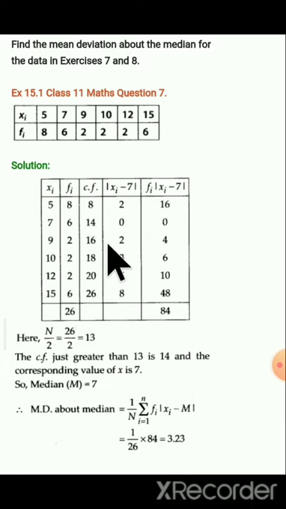Next multiply this one into frequencies, this column, that is 8 into 2, 6 into 0, 2 into 2, 2 into 3, 2 into 5, 6 into 8, that equal to 48. Therefore we will get sum equal to 84. Therefore cumulative frequency just greater than 13 is 14. So we have considered M equal to 7. Therefore mean deviation about median is 1 by n into summation of fi into absolute values of xi minus M, that is 84. Therefore 84 by 26 is 3.23.